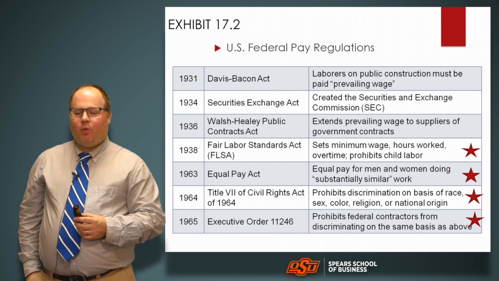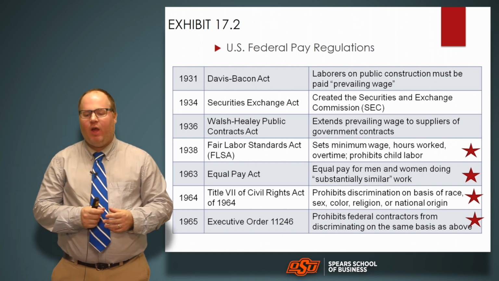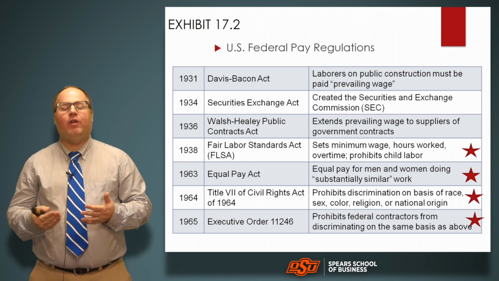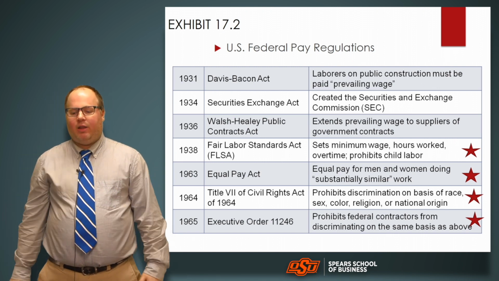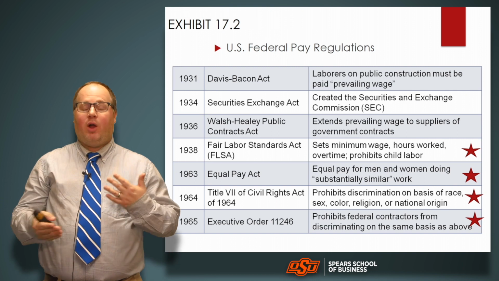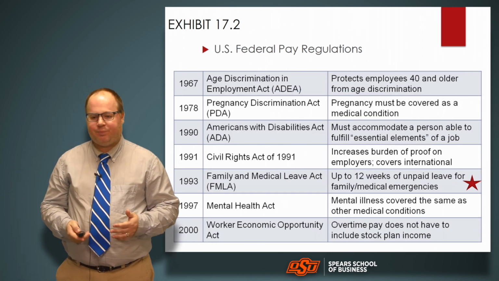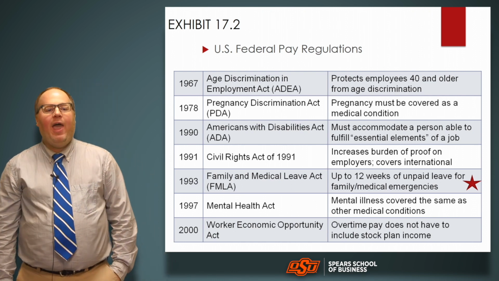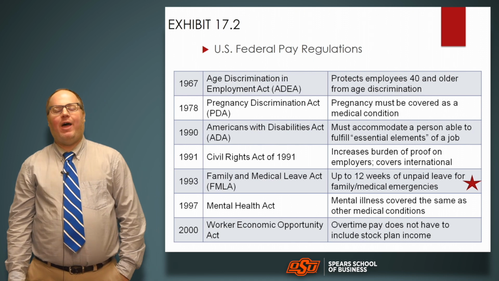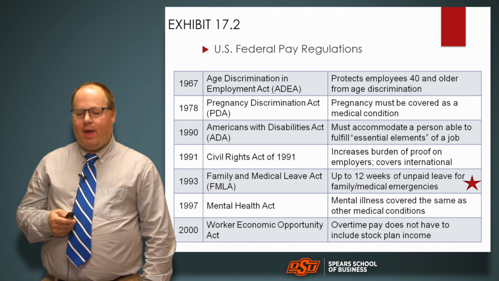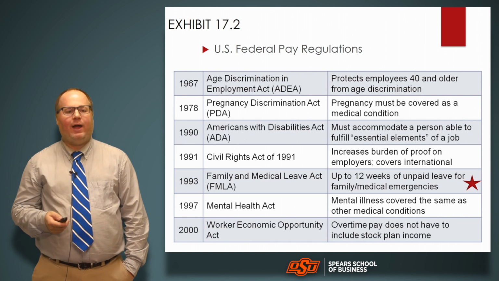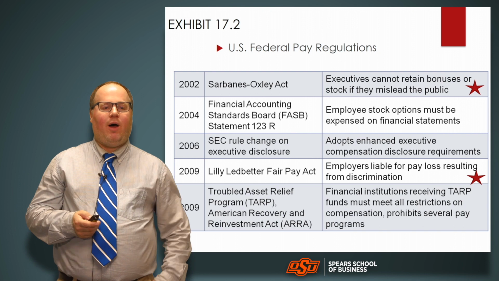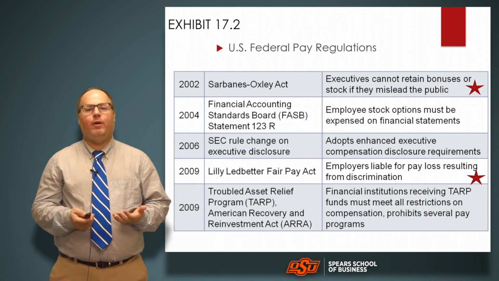Executive Order 11246, which was passed in the mid-60s, prohibits federal contractors from discriminating as above. So Title VII applies to all employers, and 11246 talks about federal contractors prohibiting the same type of discrimination. Again, some more ones that I at least want to make sure you're aware of. FMLA, the Family and Medical Leave Act, we talked about that last chapter, the 12 weeks of unpaid leave, that it protects you from that. And I listed a couple more here that give you some more ideas of where we're protecting pay aspects.